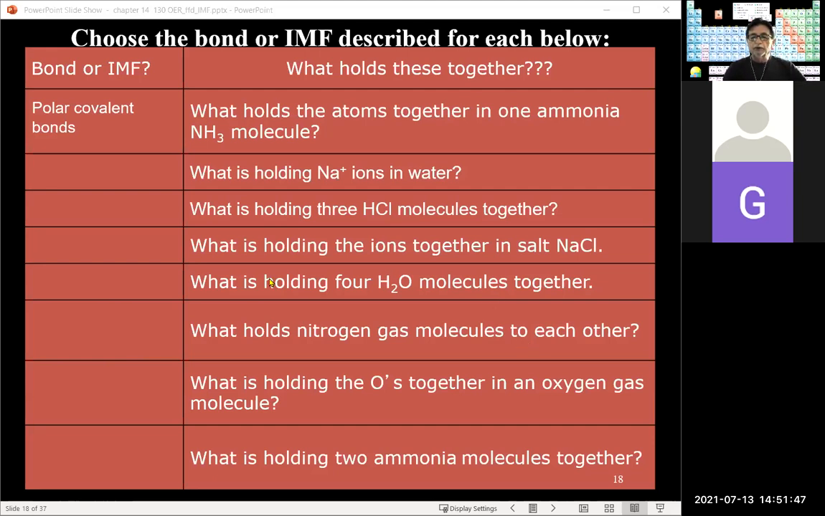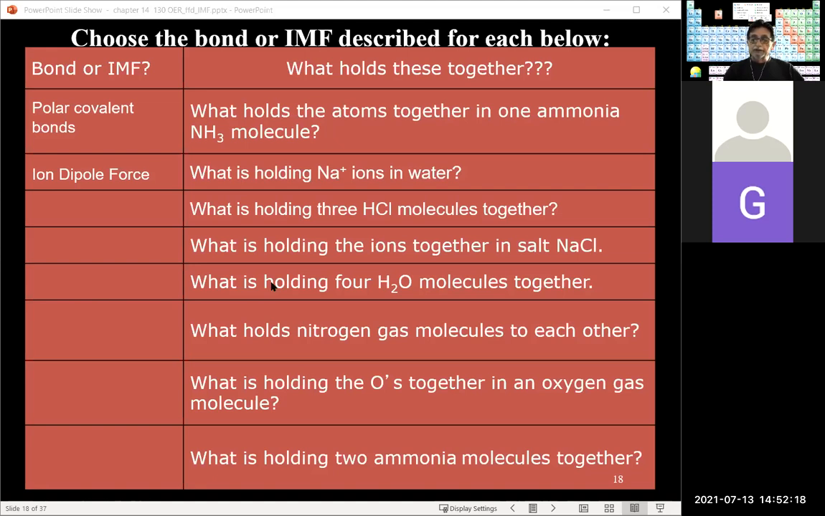What is holding the sodium ions in water? Okay, now we've got ions. Water is a polar dipole solution. So that's the only thing there would be, the ion-dipole force, okay? What is holding three HCl molecules together? So we're talking about three hydrochloric acid molecules, HCl molecules, and what's holding them together. So that would be intermolecular forces.